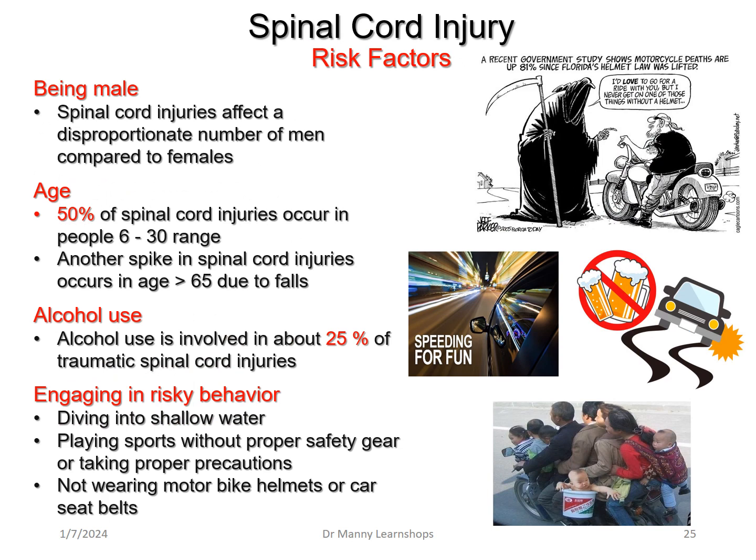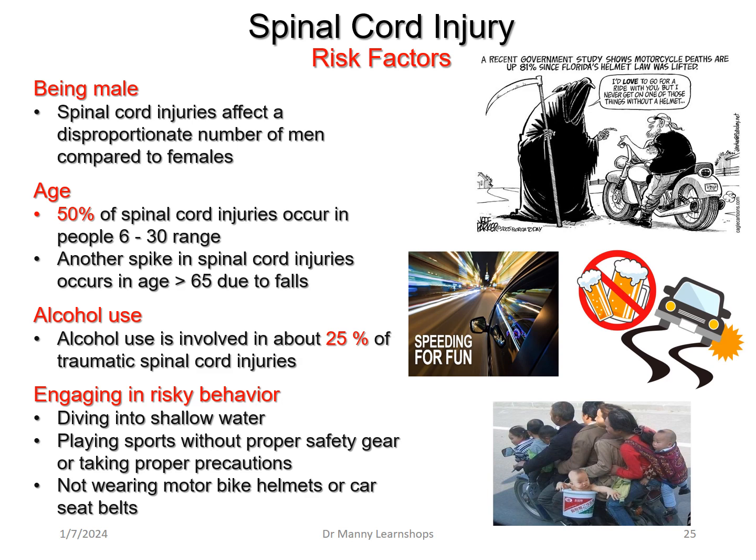What are some of the risk factors associated with spinal cord injury? Well, these are related to being male in comparison to females. Why? Probably because males seem to be more physically active and maybe take greater risks when doing physical things. Age, 50% of spinal cord injuries occur in the age group of 6 to 30. But after 65, due to falls, this increases the risk. Alcohol abuse, certainly recreational drug abuse, account for about 25% of traumatic spinal injuries.